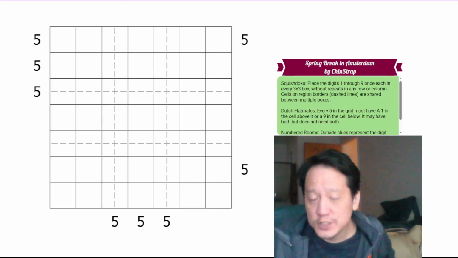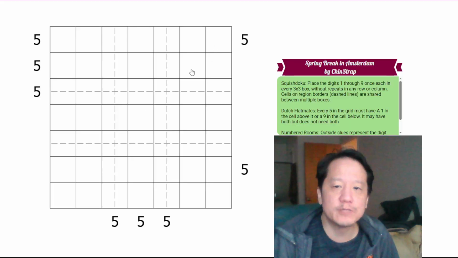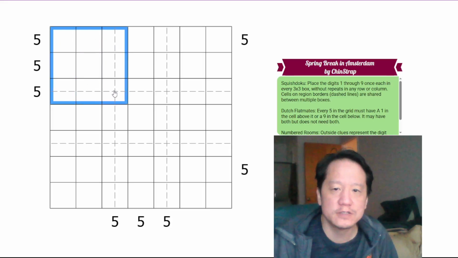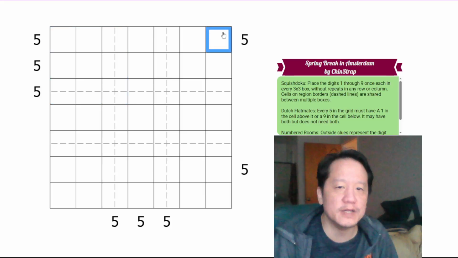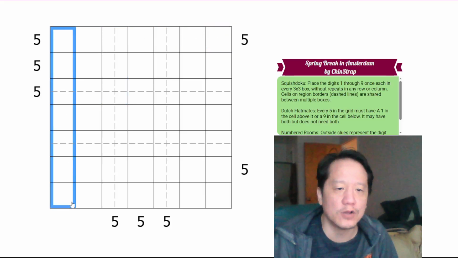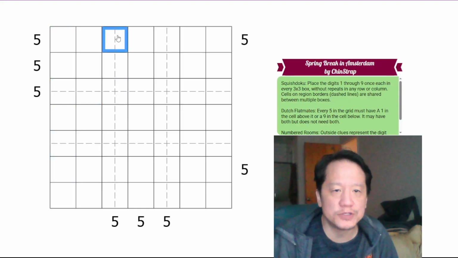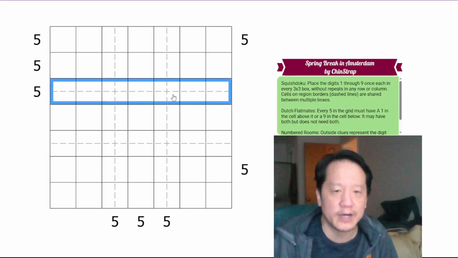We have Squish Doku, where we need to place the digits 1 through 9 once each in every 3x3 box, without repeats in any row or column. Cells on region borders, that is dashed lines, are shared between multiple boxes.